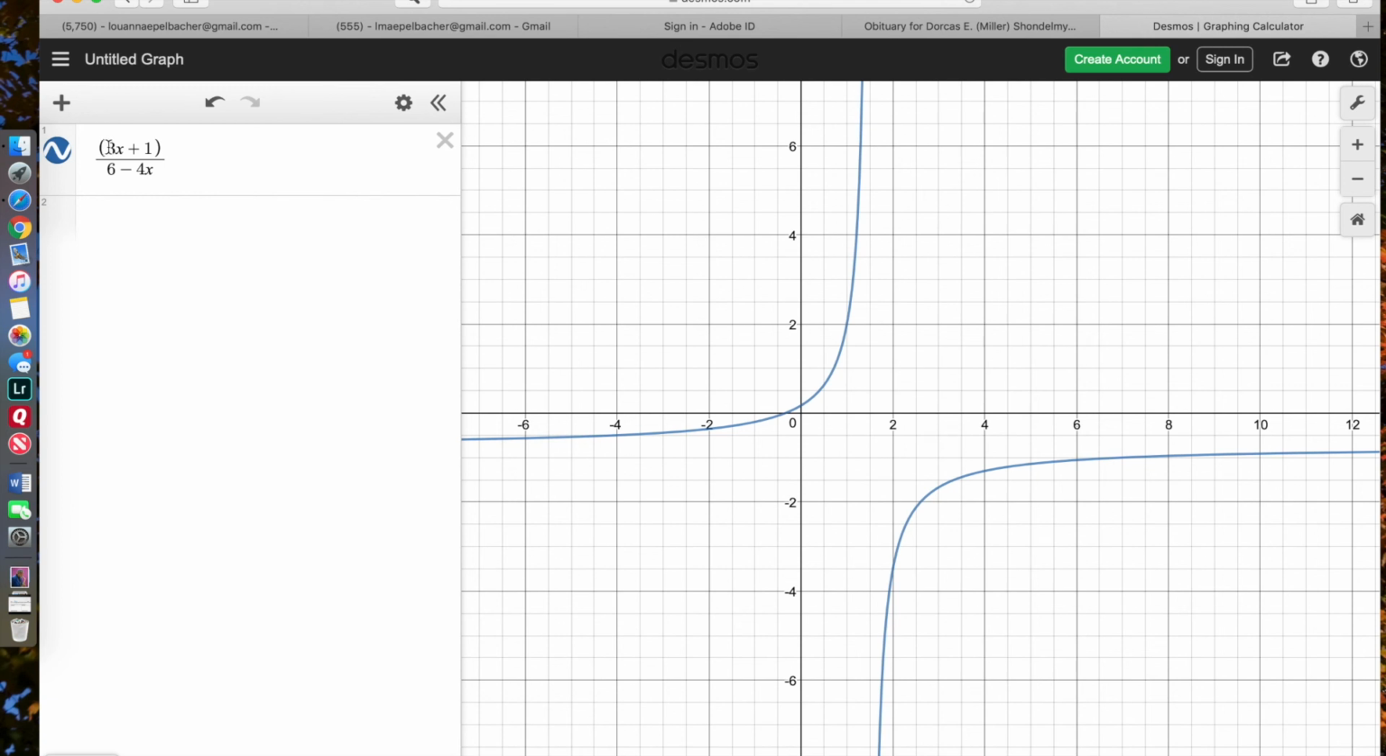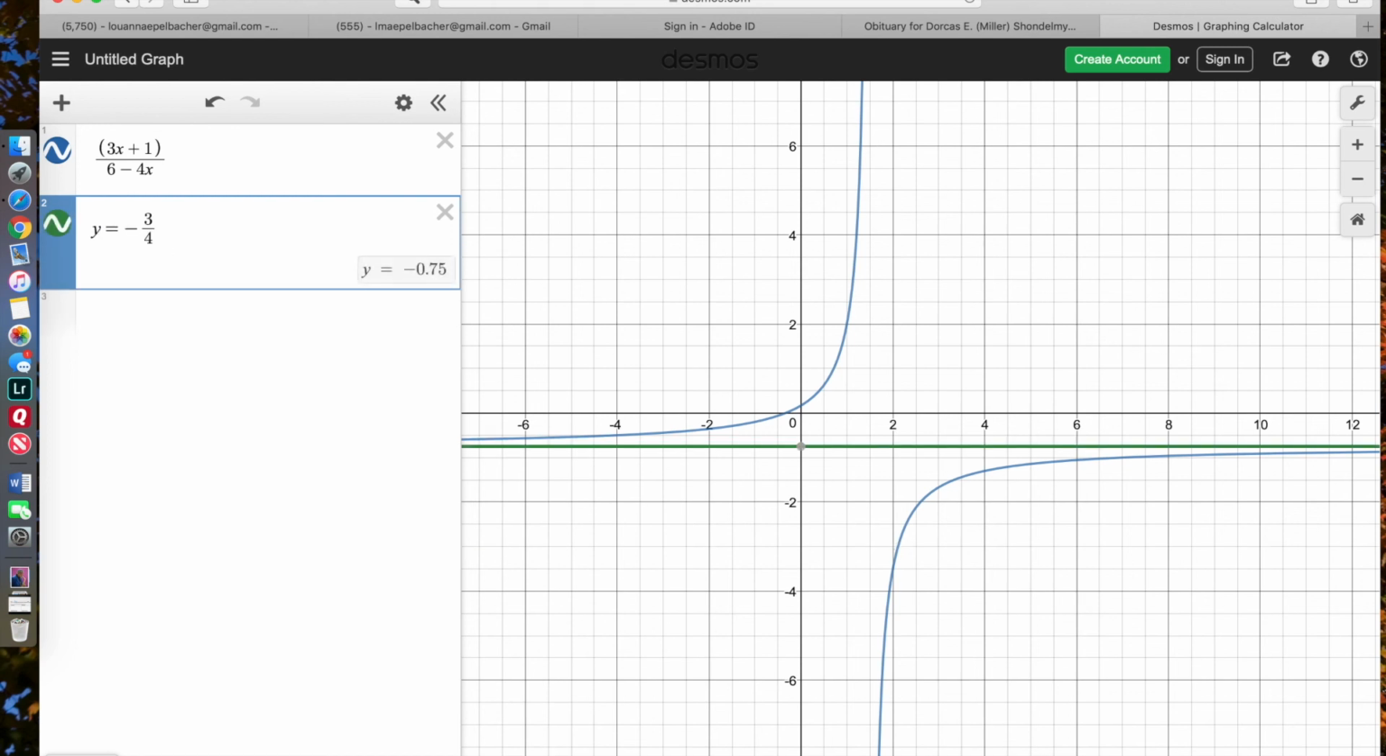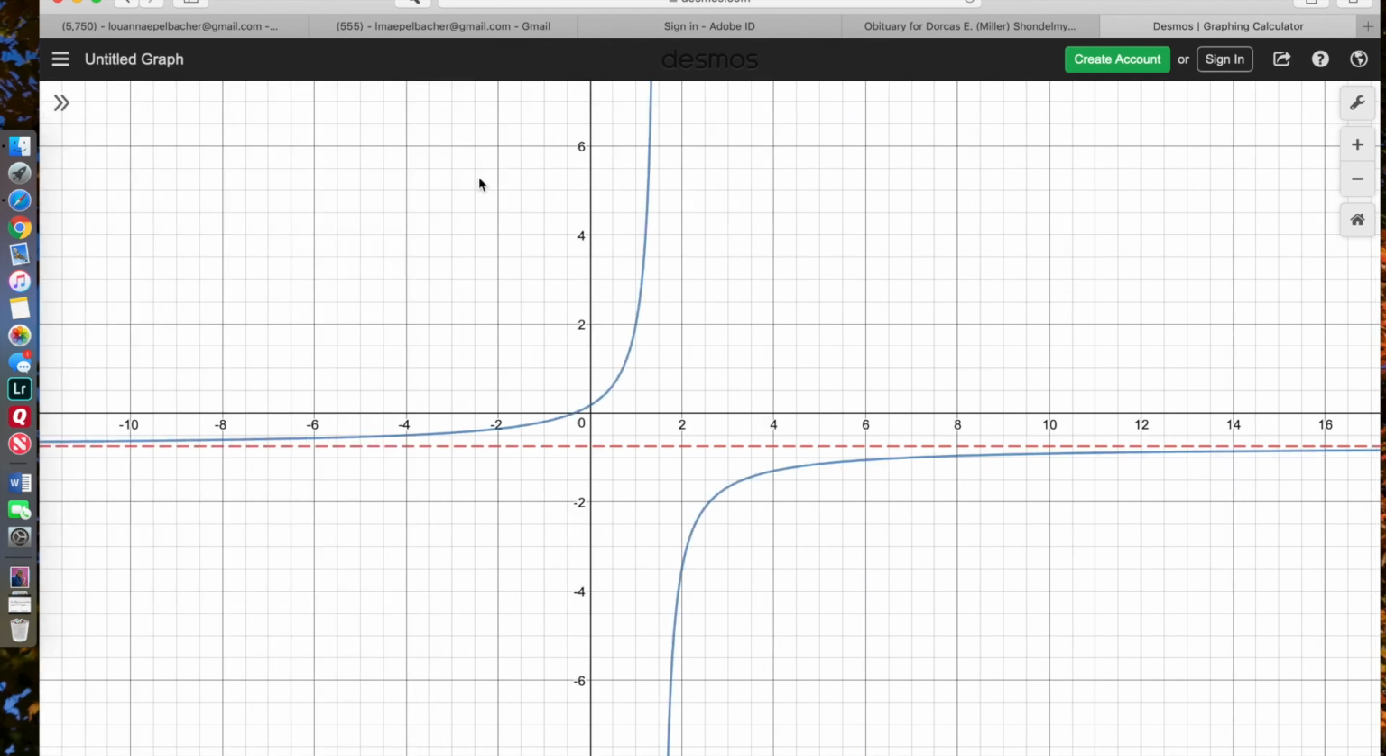You take the coefficient from 3x and the coefficient from negative 4x, so 3 over negative 4, and that's going to be your horizontal asymptote. And if you're not sure, type the equation of the horizontal asymptote, and because it's horizontal, you start with y equals, and then I'm going to make the fraction negative 3/4, and again I'm going to change this to a dashed line and make it red, and then I'm going to examine it, and as it goes to the left and as it goes to the right, it looks to me like I've got the correct asymptote.